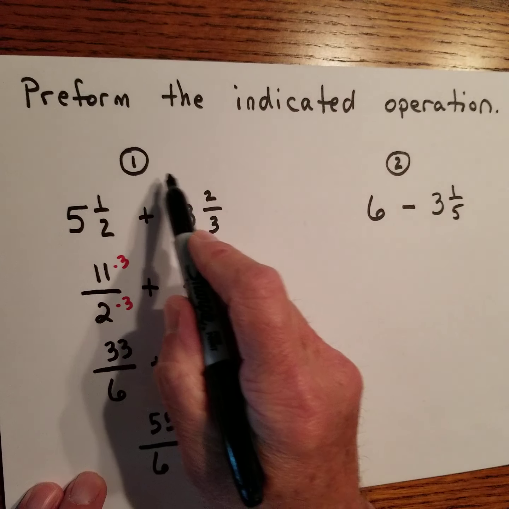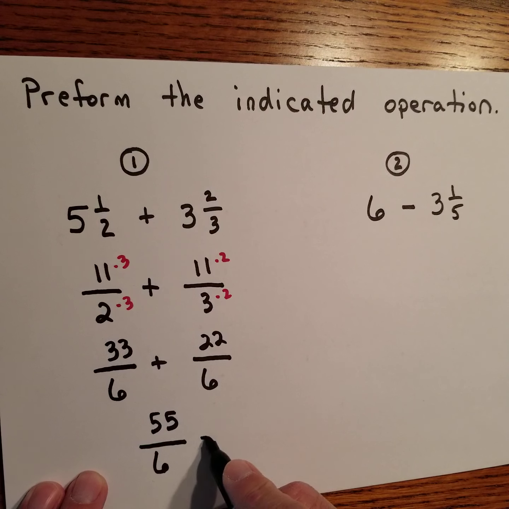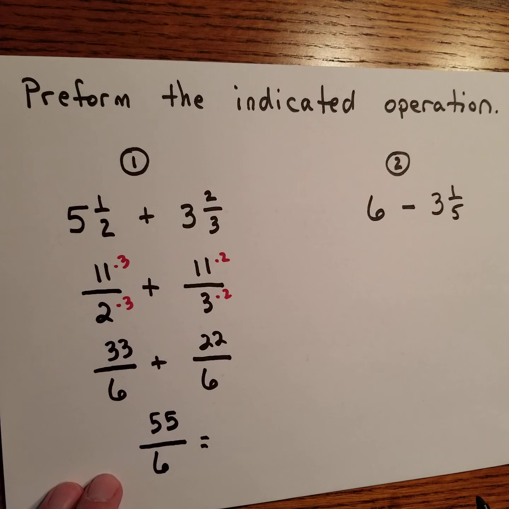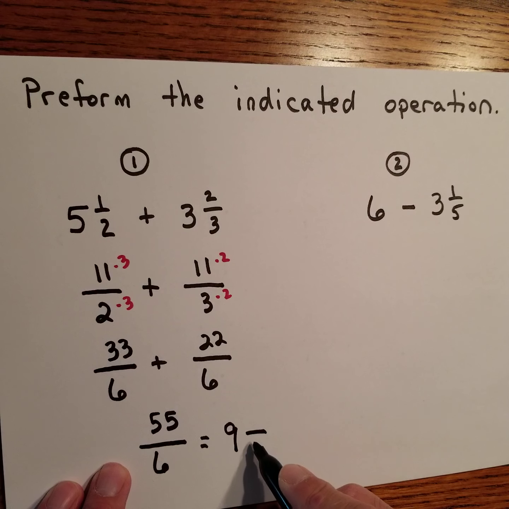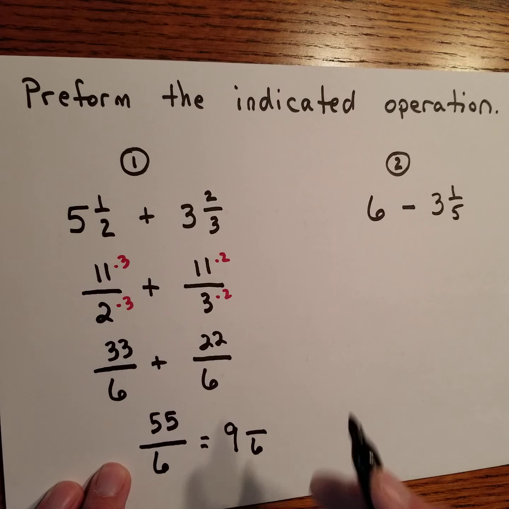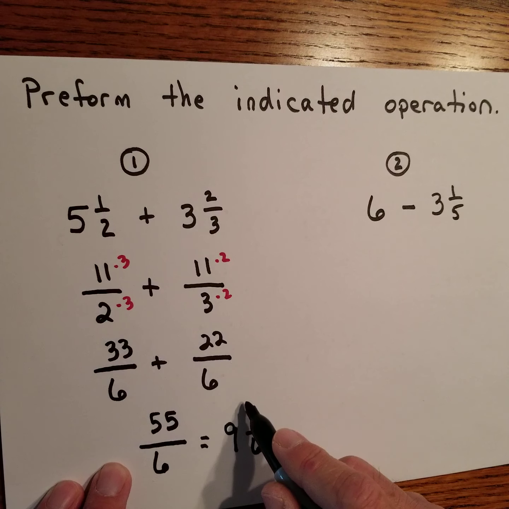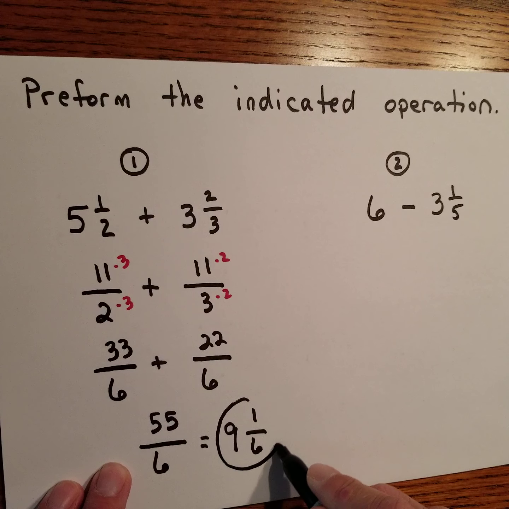Since these problems started as mixed numbers, let's change this into a mixed number. 6 goes into 55 9 times. 9 times 6 is 54. 54 from 55, that's 1 left over. Great.